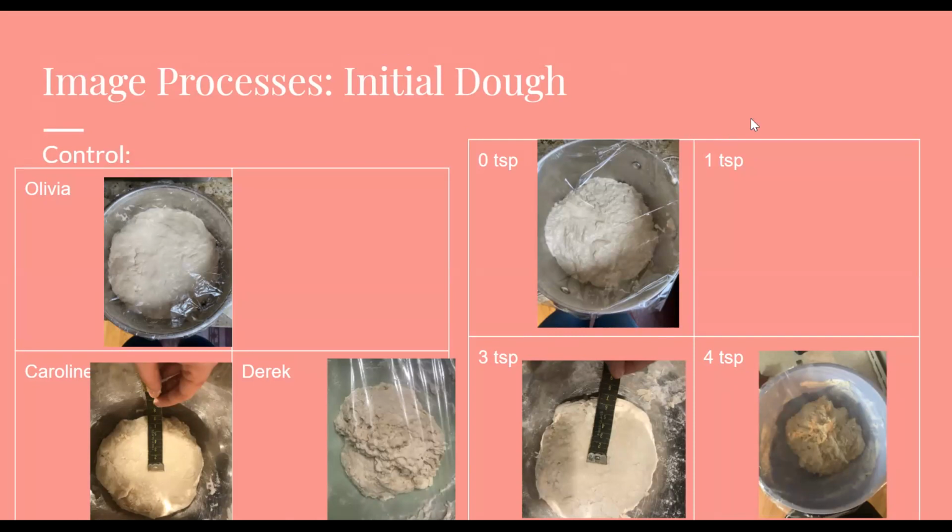Oh, this is the image processes of the dough initially after it was just mixed. On the left side is the control, and the right side is 0 teaspoons, 3 teaspoons, and 4 teaspoons of yeast.